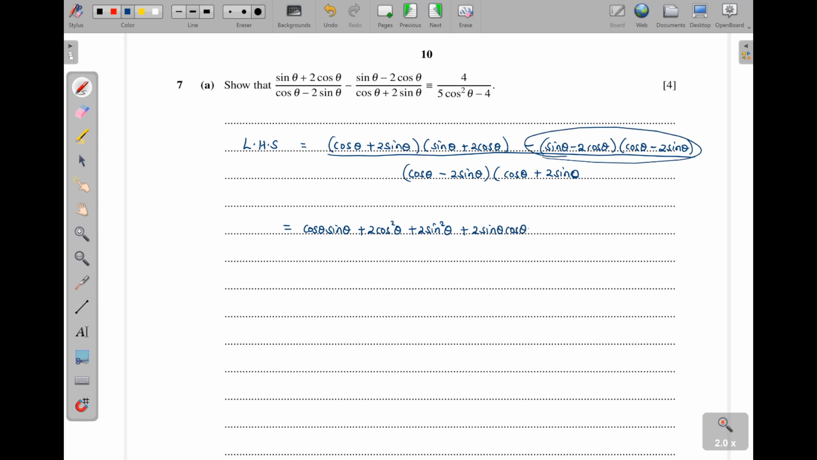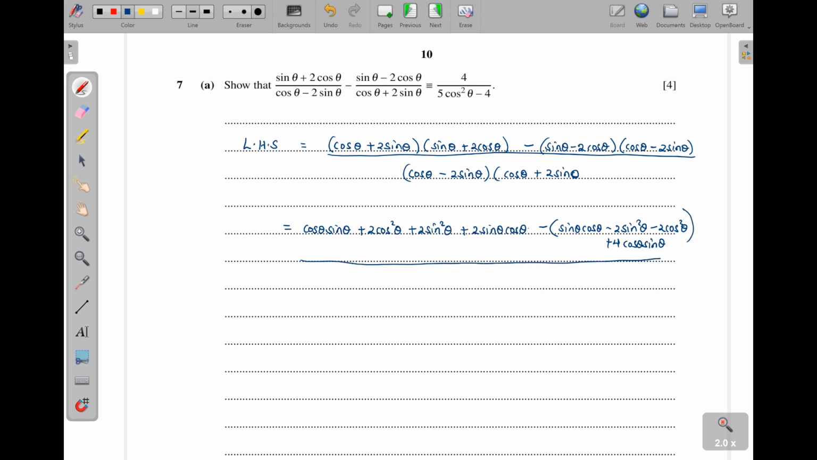Now we come to this one here. Already there is a minus here. So sine theta times this one here, that will be sine theta cos theta. And then sine theta and this one here, that will be a minus 2 sine squared theta. Then this and this, minus 2 cos squared theta. And then this and this, that will be a plus 4 cos theta sine theta.